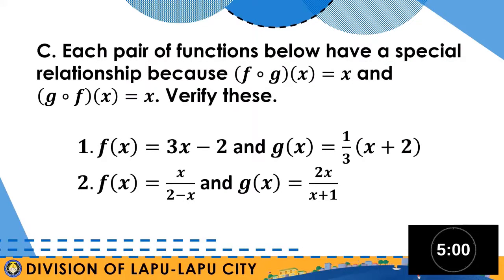Test C. Each pair of functions below have a special relationship, because f of g of x equals x, and g of f of x equals x. Verify these. 1. F of x equals 3x minus 2, and g of x equals 1/3 of x plus 2. 2. F of x equals x over 2 minus x, and g of x equals 2x over x plus 1.